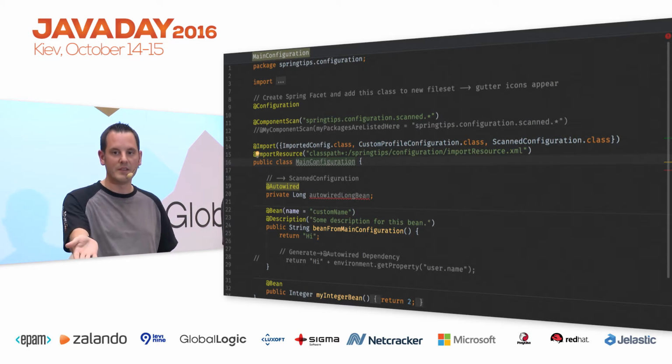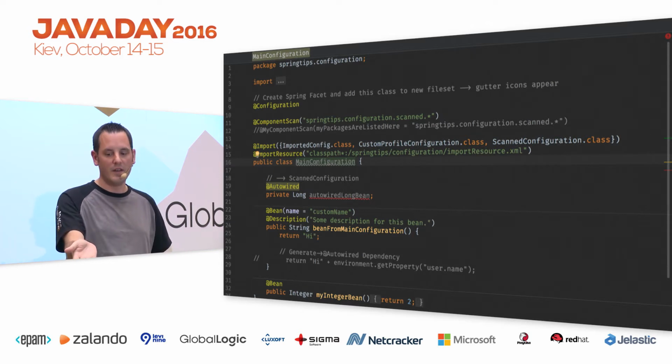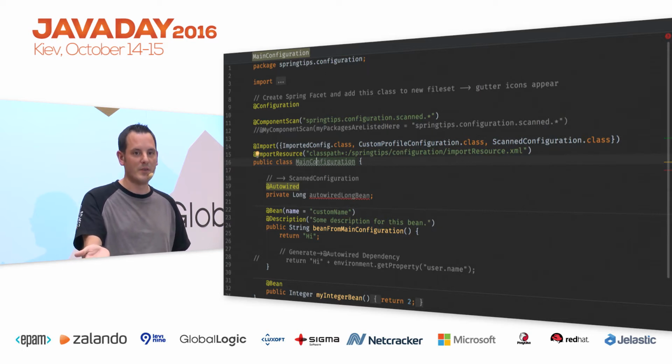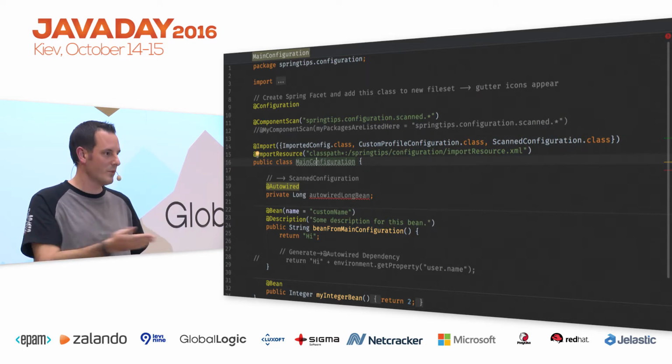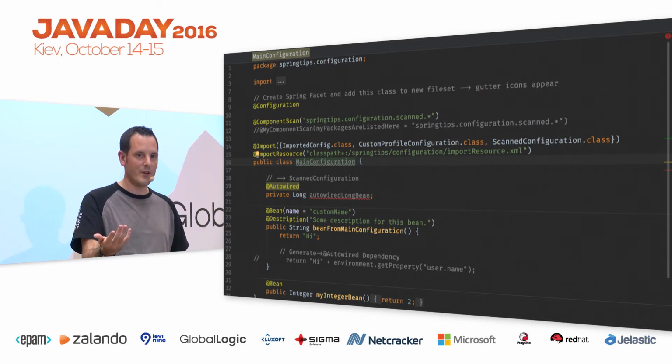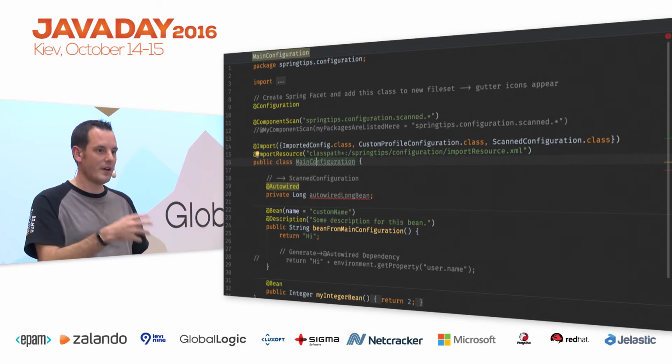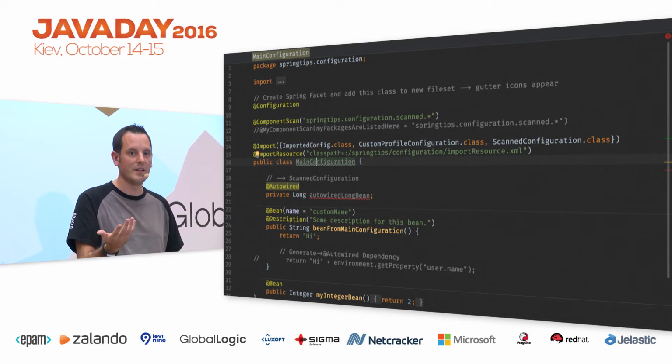Because there's plenty of things that IntelliJ IDE is supposed to know, and it doesn't tell you anything about it, so it's probably because it doesn't know about the file. So this is what we were talking about: creating a file set, making sure that your configuration is included in that file set so that IntelliJ IDE knows about it.